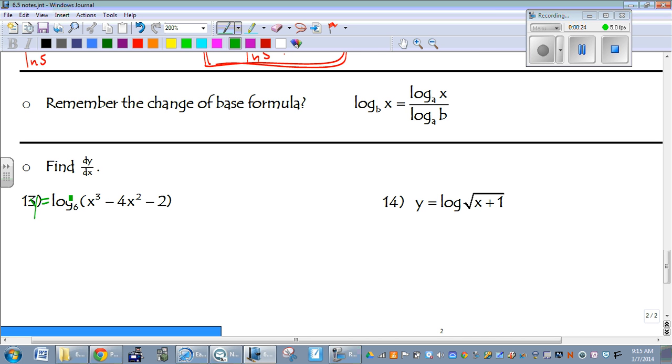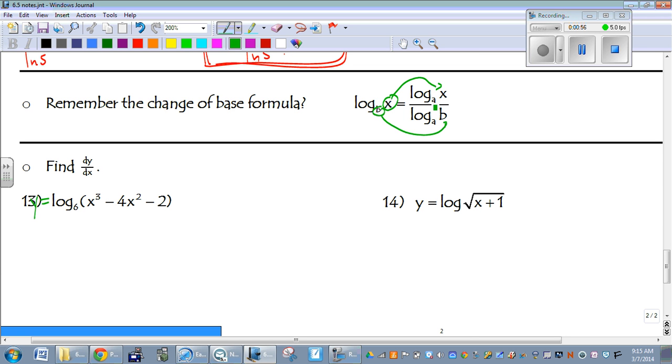But in these cases, we don't know how to do the derivative of log base 6. Right? We know how to do the derivative of natural log. So what we can do is use the change of base formula to rewrite these as natural logs, or in terms of natural log. So the change of base formula looks like this. If we have log base b of x, that can be written as log base a of x over log base a of b. So the x goes on top, the b goes on the bottom, and we change the base. We can change it to whatever we want.